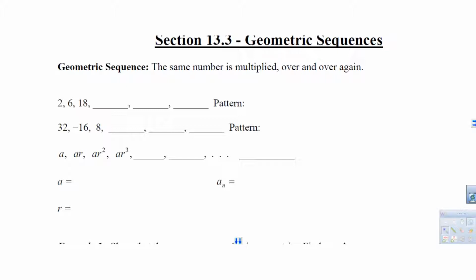So today is geometric sequences. Last time was arithmetic. So arithmetic is when you add the same thing over and over, okay? And geometric is when you multiply the same number over and over, okay? So look at this first one right here.